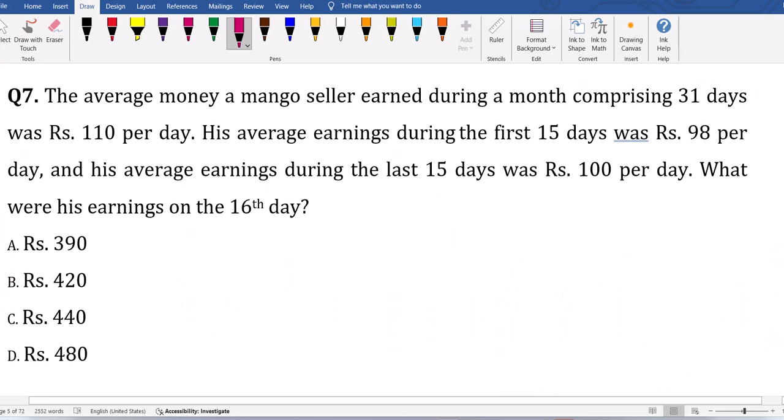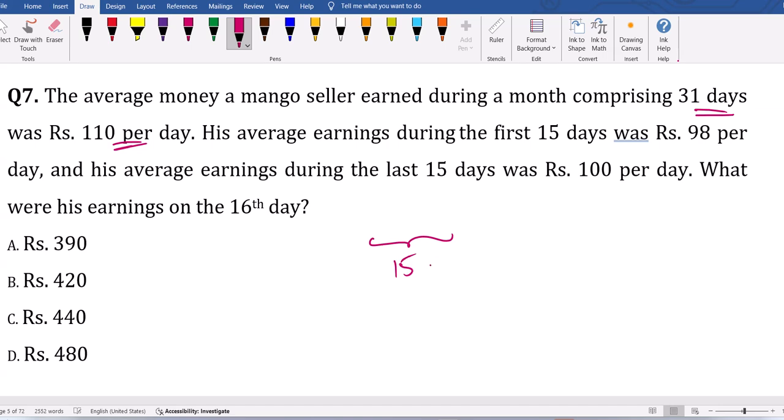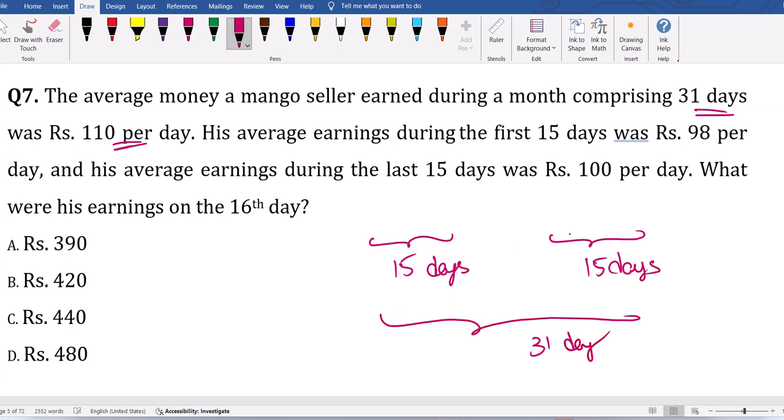Now this is a question related to averages. Averages related question. The average money a mango seller earned in 31 days is 110. First 15 days 98. Last 15 days 100. 30 days only came, no? 1 day is missing. So among 31 days, first 15 days, last 15 days, but you want total 31. So that is the 16th day.